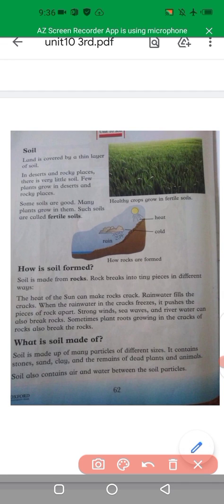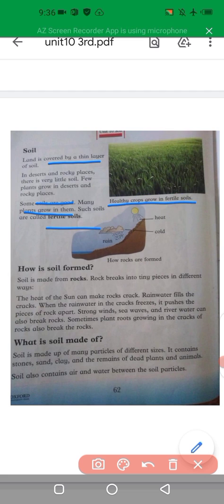Soil is basically a land covered by a thin layer of soil. Topmost layer of land is basically known as soil. It is a mixture of organic matter, minerals and different organisms. Plants are grown in soil. Some soils are very good because many plants are grown in them. Such soils are known as fertile soil.